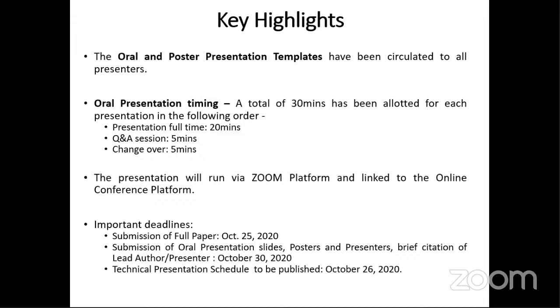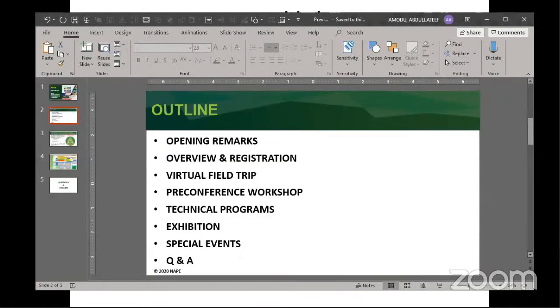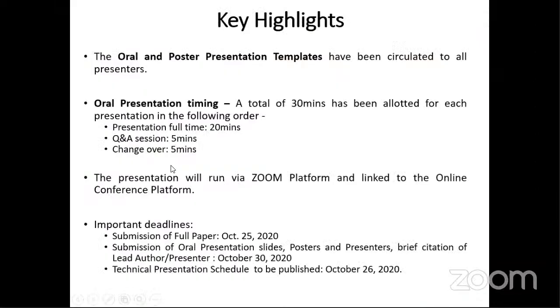So 25th of October, we are expecting all the full papers and oral presentation slides and the poster slides and brief citation of the presenter or the lead author by ending of this month. Then the presentation schedule for each presenter will be published on the 26th. That was a timeline, so from Monday next week.